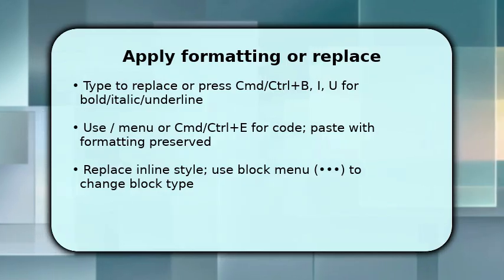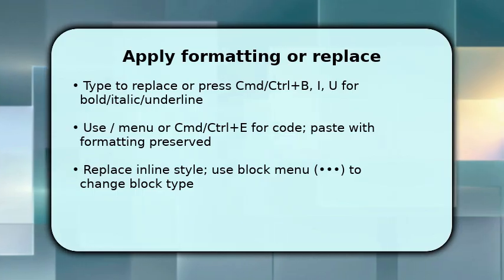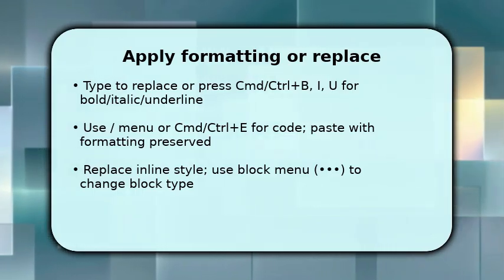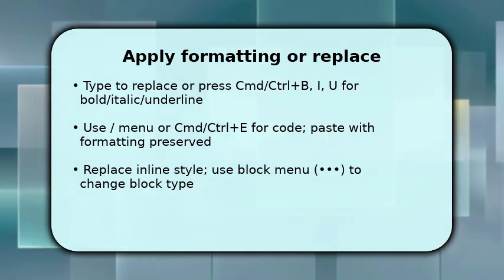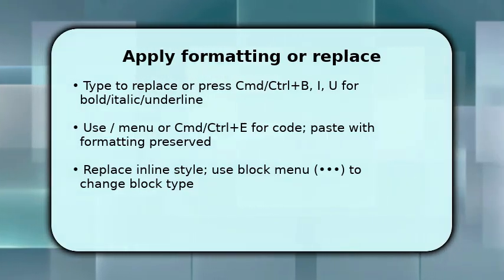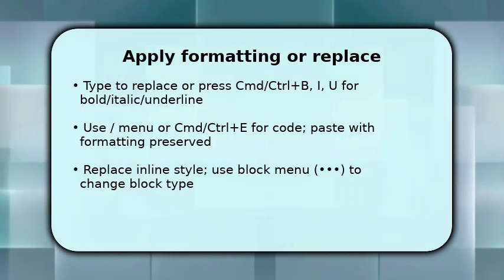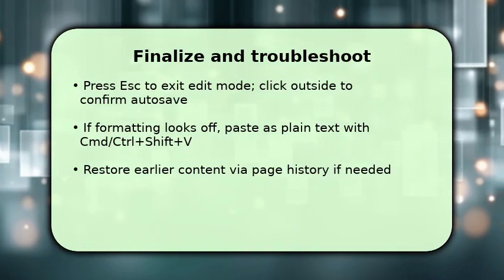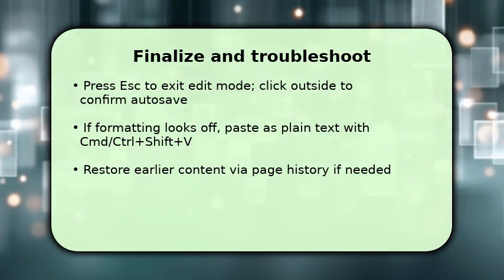To make text code or inline math, use the slash menu or keyboard shortcut so formatting stays consistent. If you need a different block type, heading, list, or quote, open the block menu, 3 dots, and change it. This alters structure and visual hierarchy without retyping content. Finish by pressing ESC or clicking outside the block to exit edit mode. Notion autosaves so your edits persist.